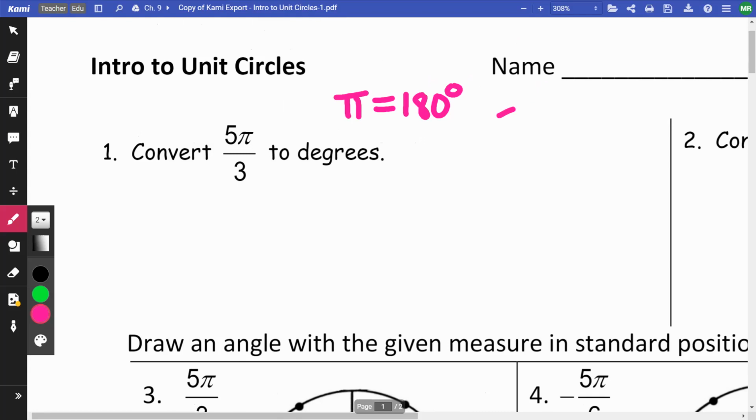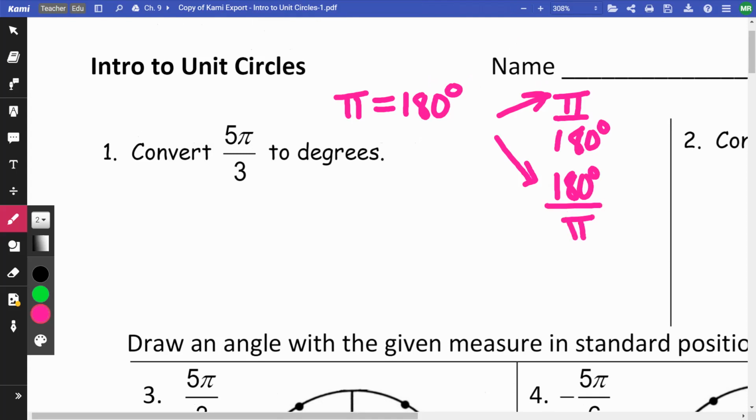I'm either gonna set up the ratio pi over 180 degrees, which is really just a fancy one, because pi and 180 degrees is the same thing. It's like 60 minutes over an hour, same thing. Or maybe I do it the other direction and I put my 180 degrees over pi. I'm gonna do one or the other, they're both a one. Now, if I'm trying to make it become degrees, that means I want to get rid of this pi. So I want the pi on bottom so it cancels out, okay?